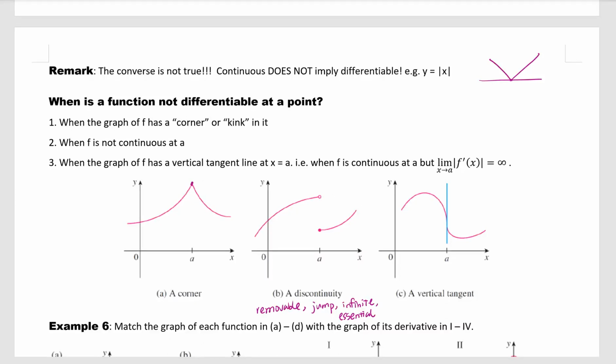And then the third type, when the graph of f has a vertical tangent line at a. That is like this picture. We have a tangent line, but it's vertical. In this case, the slope does not exist. We know the derivative is the slope of the tangent line, and because the slope of the tangent line does not exist at that point, the derivative does not exist. So here are the three types: we can have a corner, we can have a discontinuity, we can have a vertical tangent. All of those three types are not differentiable. Okay?